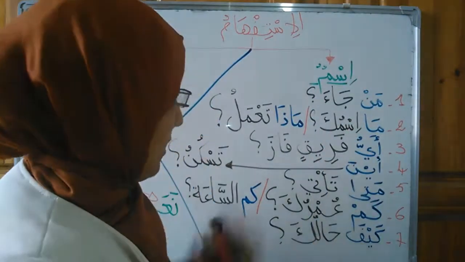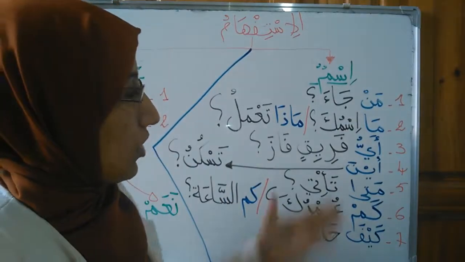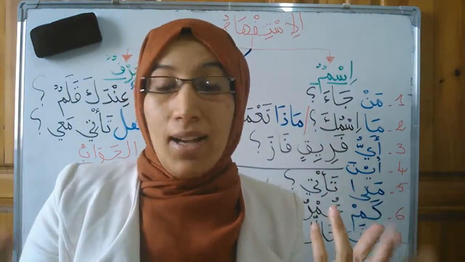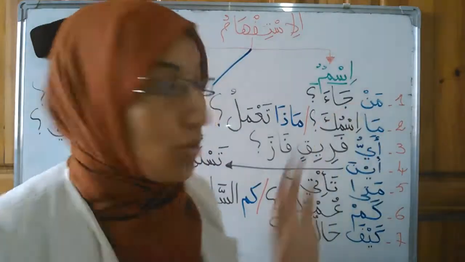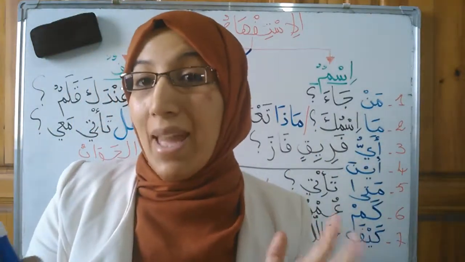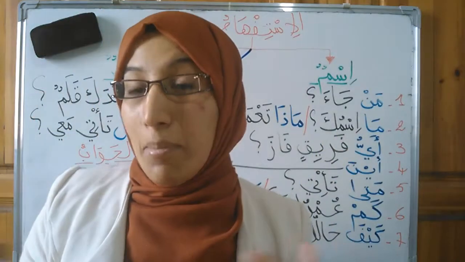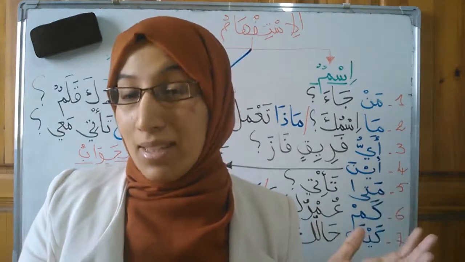I have the majority here, the most common in the Arabic language. The first one is man ja'a. Man ja'a, who came? So man means who. The second is ma ismuk, what is your name? So ma means what.